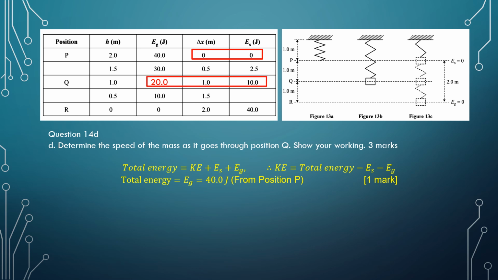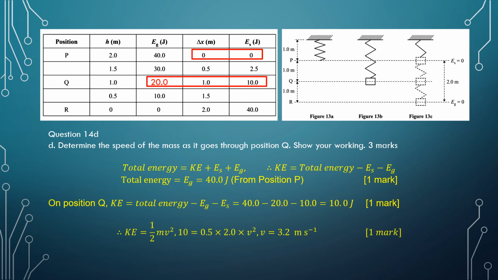The total energy is the sum of 3 types of energy, and we know the values of EG and ES. The value of K is calculated with total energy minus EG and ES. Finally, we solve the speed of the mass from the K equation, which is valid to 2 significant figures.